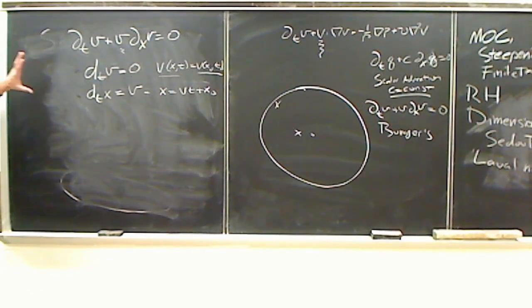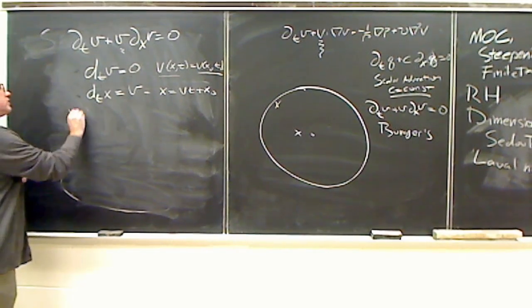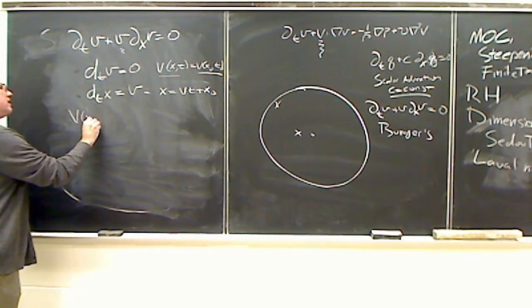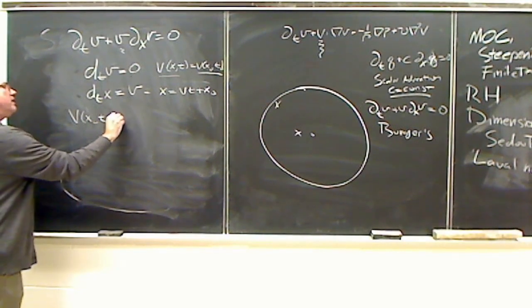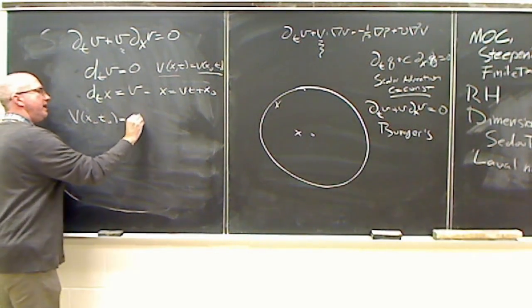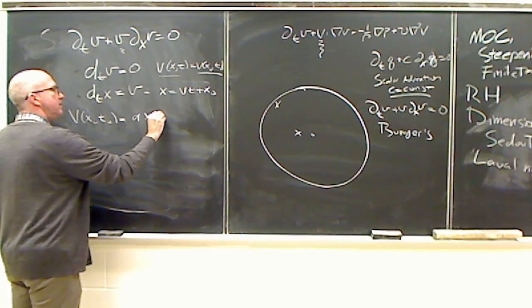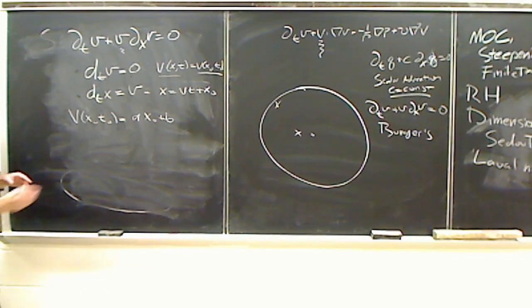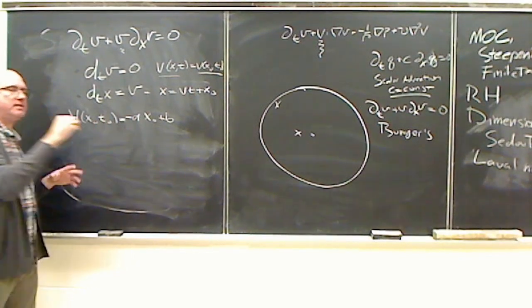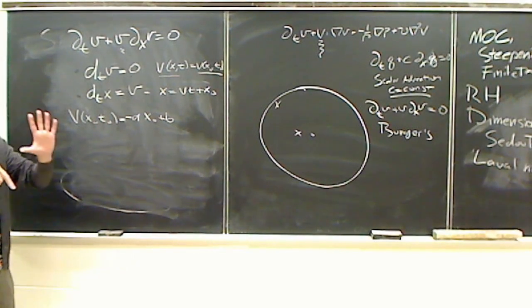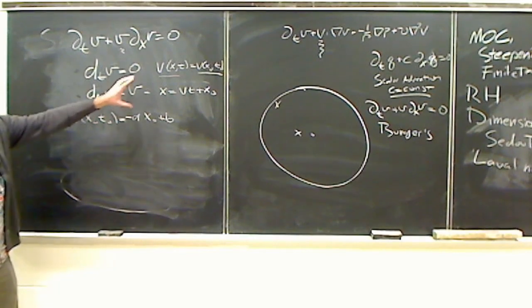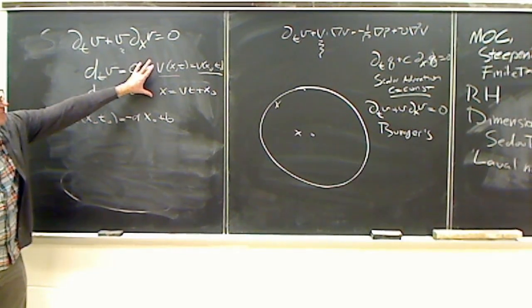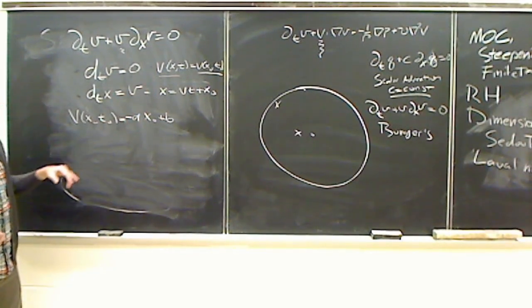So this is the same set of equations that we had before, but now let's start with an initial condition. Let's give us an initial condition: V of x naught, t naught equals some number a times x naught plus b. Let's make this negative so that it's going down, so that it's getting faster. All we're going to do is take these two statements and plug them into here.